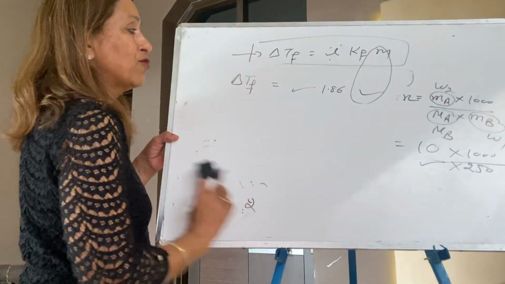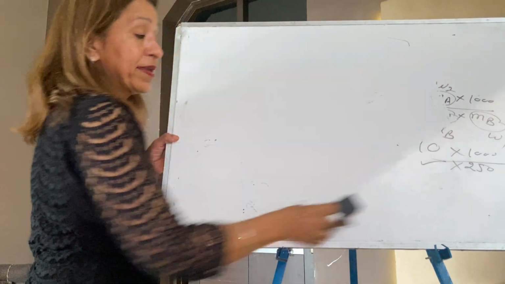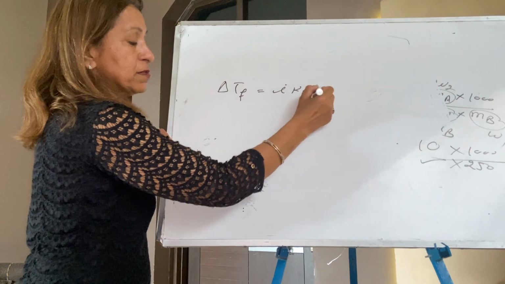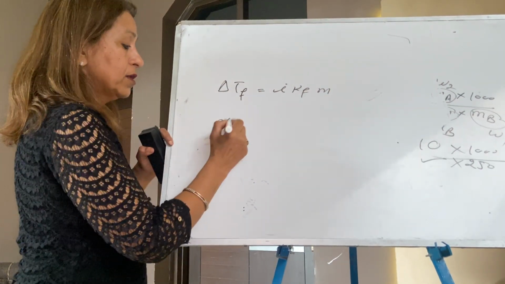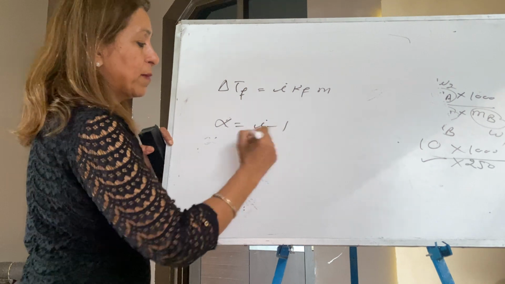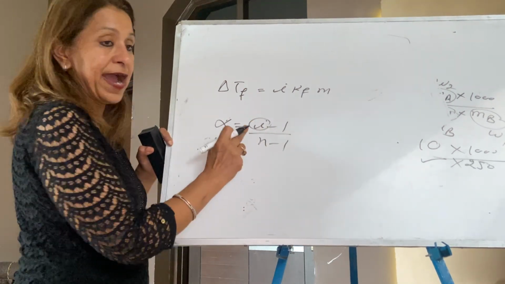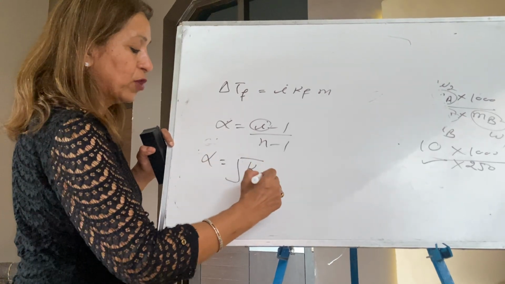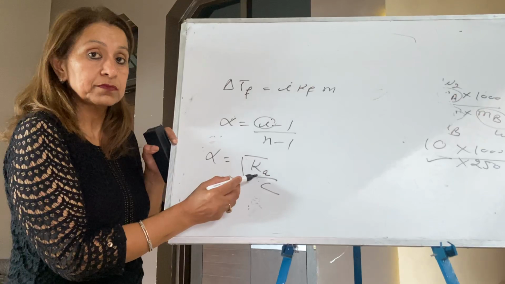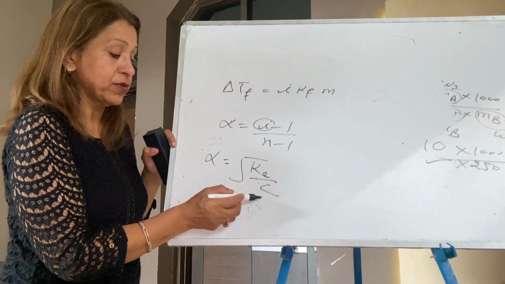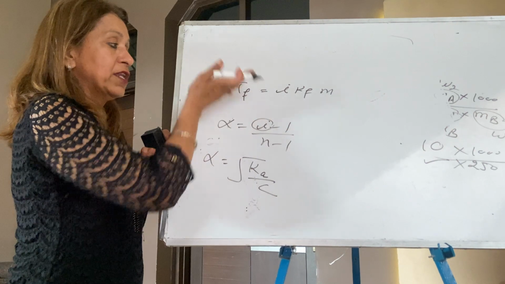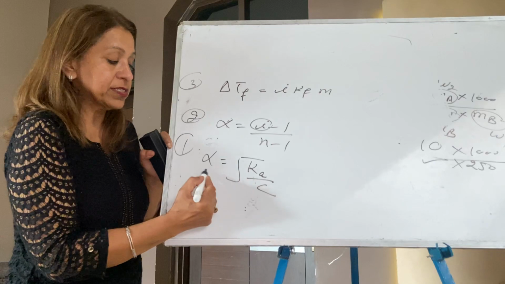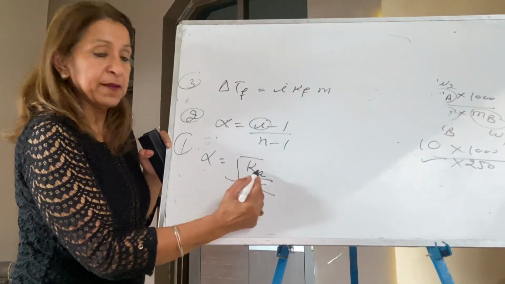That type of numerical was in CBSE this year. You applied delta Tf is equal to i Kf m in this numerical. For i you applied the formula alpha is equal to i minus 1 by n minus 1. From here you calculated i, but alpha was not there, so alpha is equal to under root Ka by C. You applied this formula because Ka was there. Molality you separately calculated. First this, second this, and third this. In this way we moved. First alpha is equal to under root Ka by C.